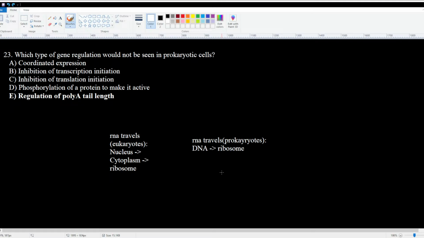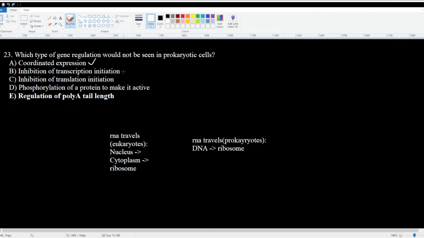So do you realize why the prokaryotes don't need that? Because it doesn't need to be protected from anything, right? So there's no RNA that needs to be protected. So looking at some of these answers, coordinated expression: what I just described, transcription and translation happening at the same time, is what's known as coordinated expression. So that would be seen in prokaryotic cells.